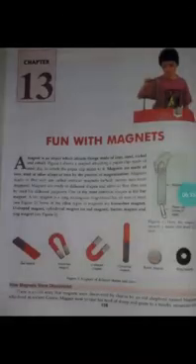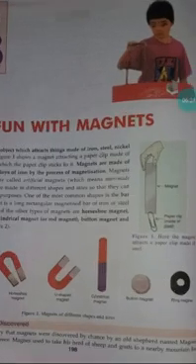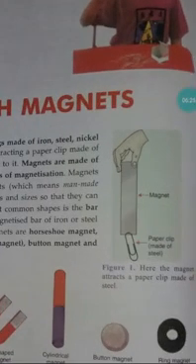See, here is Chapter 13, fun with magnets, on page number 198 of your book. See here, students, this is a magnet. Here the magnet attracts what? A paper clip made of steel. Steel is an alloy of iron. So it is attracting the paper clip made of steel.